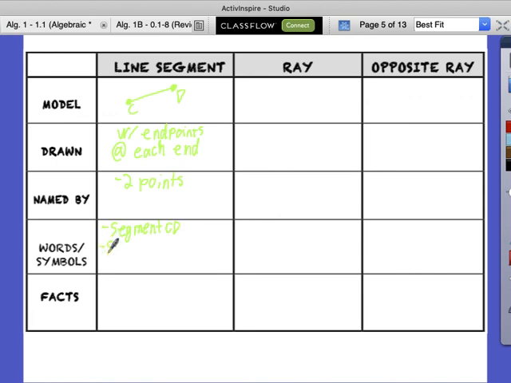You could also have the other order. You could have segment D, C. But it has to be the endpoints. If we were to do symbols, we would write capital C, capital D, and draw a mini line segment over it. So it's a straight line, no arrowheads. Same thing with segment DC. Just draw a mini line segment over that.